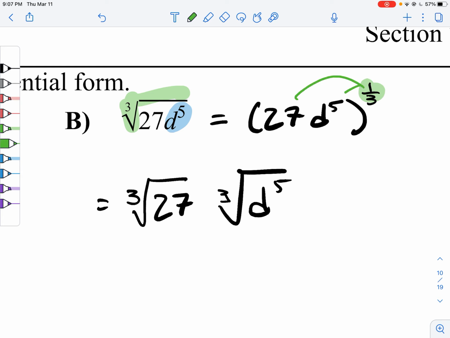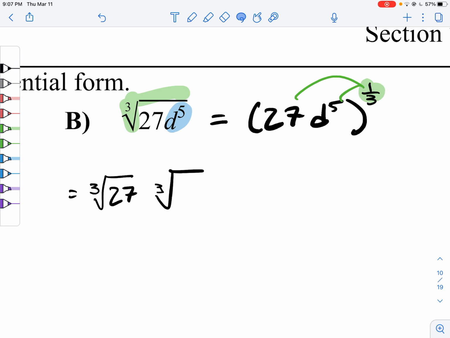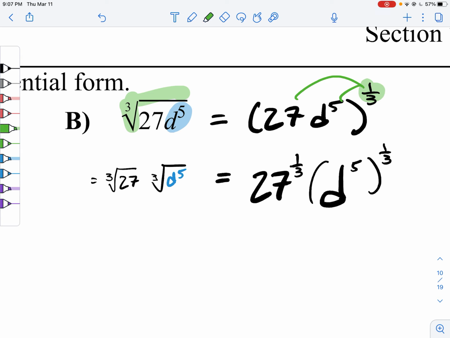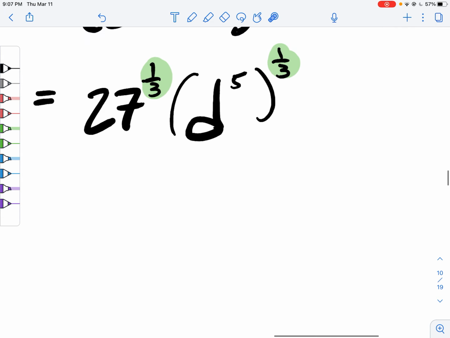And then we can distribute that 1/3 to both, giving us 27 to the 1/3 power times d to the 5 to the 1/3 power, which is 5/3 power. That's a lot of steps. I will break that up. Okay, d to the 5th power to the 1/3 power. So see how we distributed that 1/3 power to everybody. But check it out. Cube root, that means take the 1/3 power. So it's all equal. Now that we've come full circle, let's keep simplifying this guy.